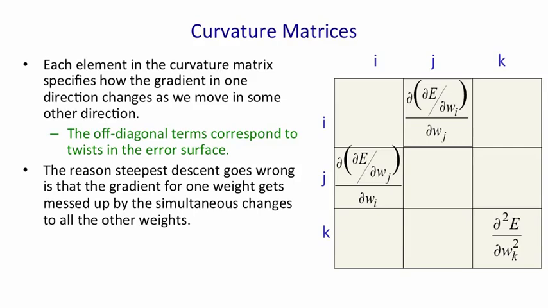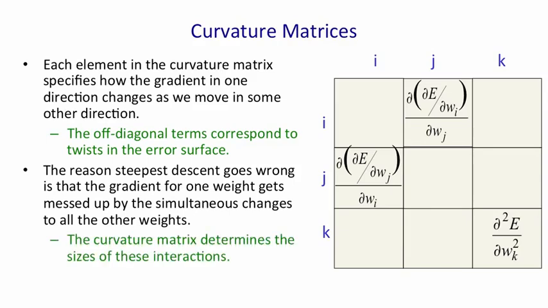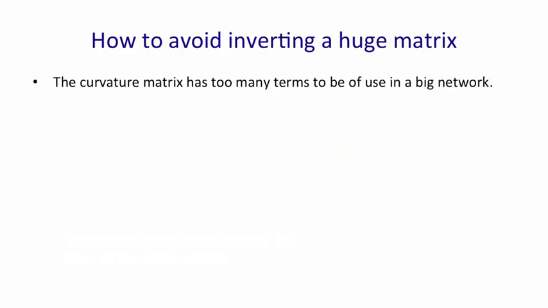And so as we get more and more weights, we need to be more and more cautious about changing each one of them, because the simultaneous changes in all the other weights can change the gradient of a weight. The curvature matrix determines the size of those interactions. So we have to deal with the curvature. We can't just ignore it. And we'd like to deal with it without actually inverting a huge matrix, because the matrix has too many terms in a big neural net.